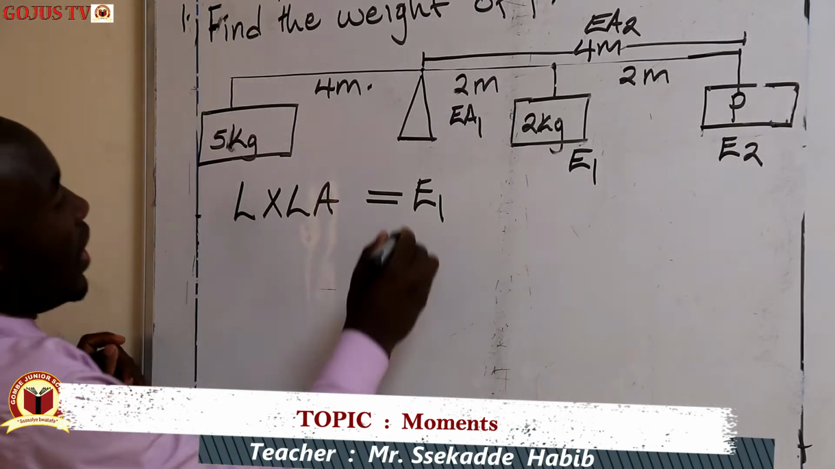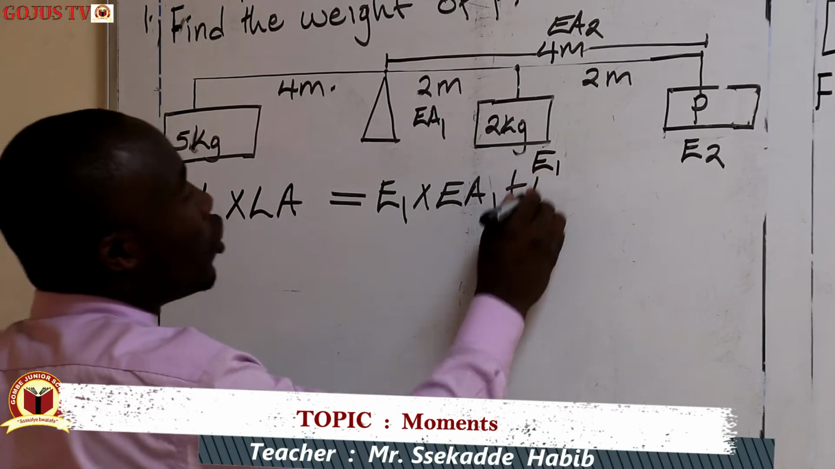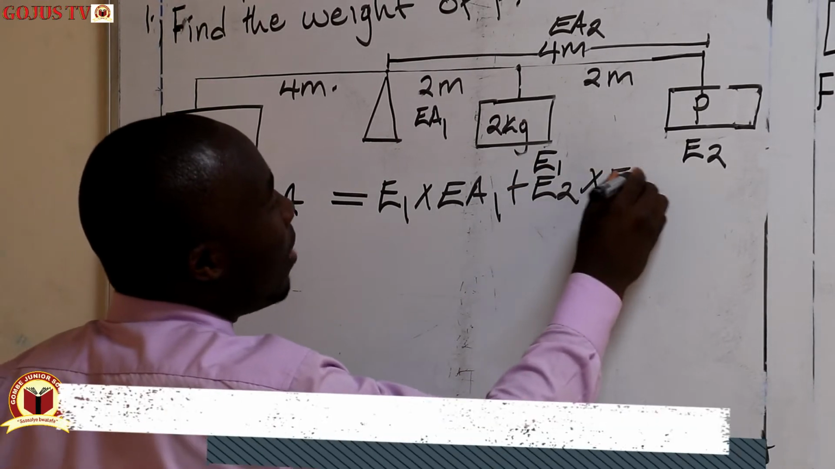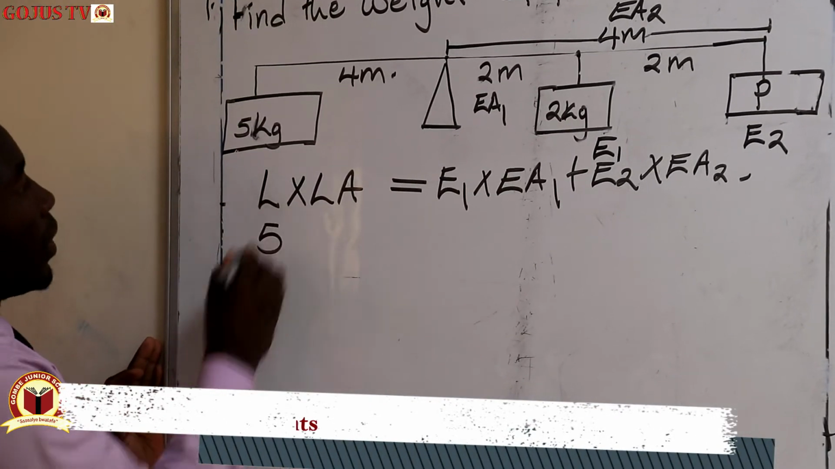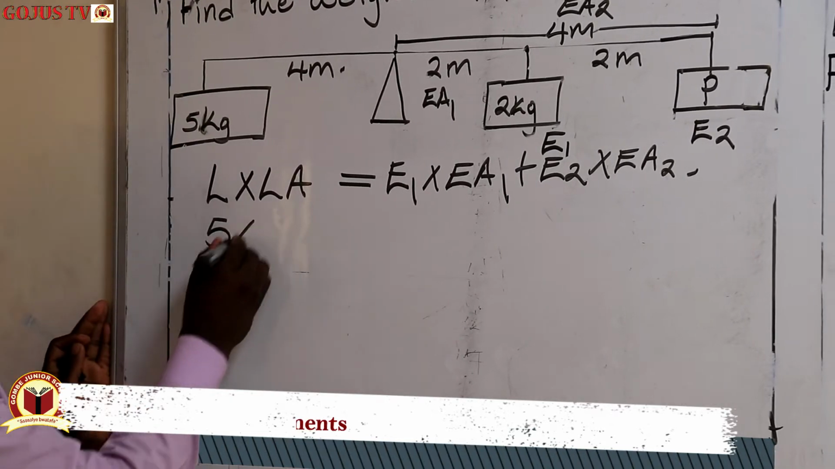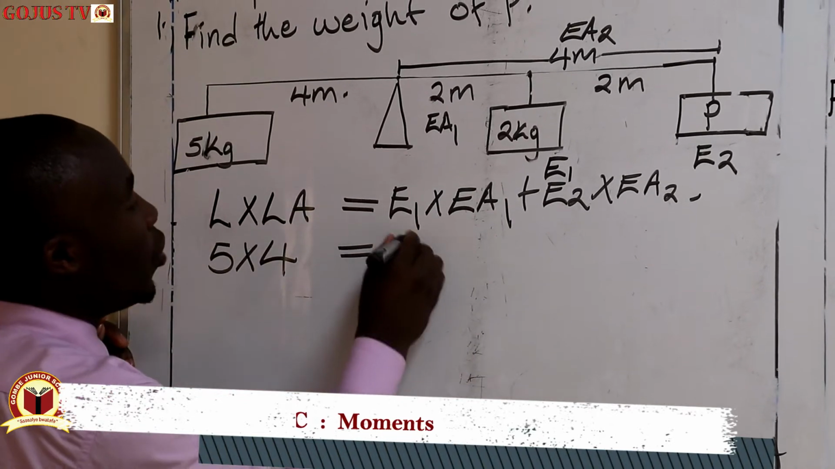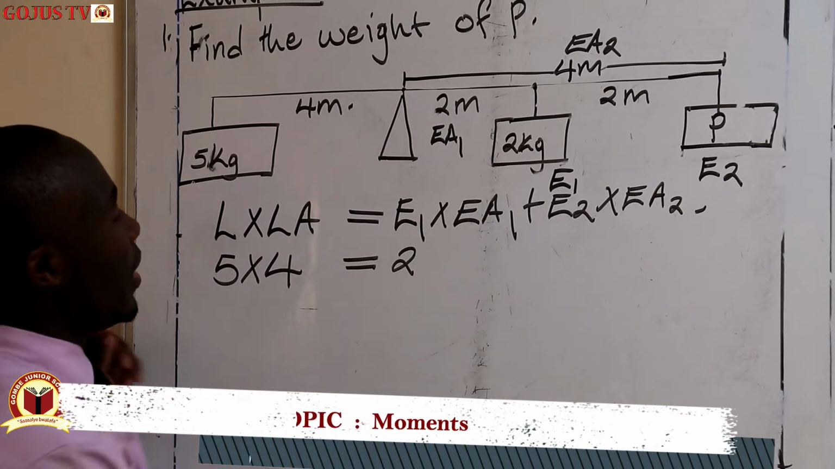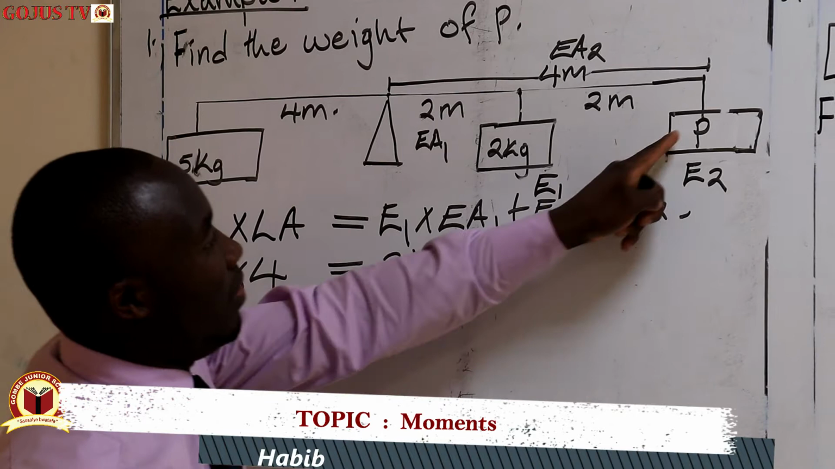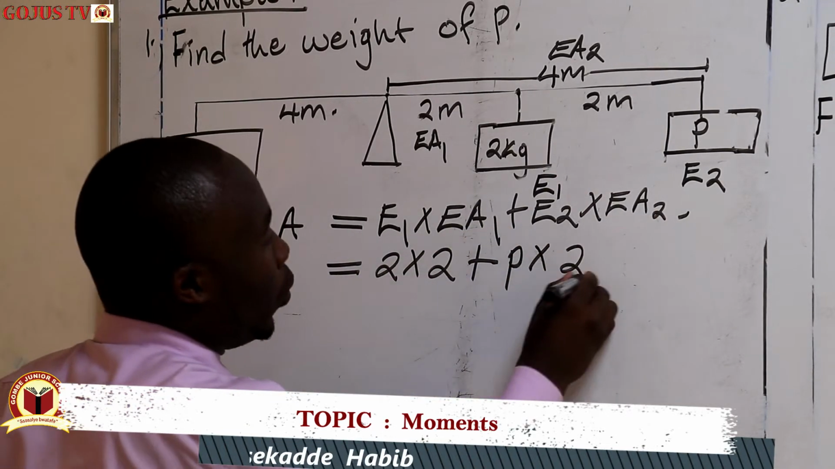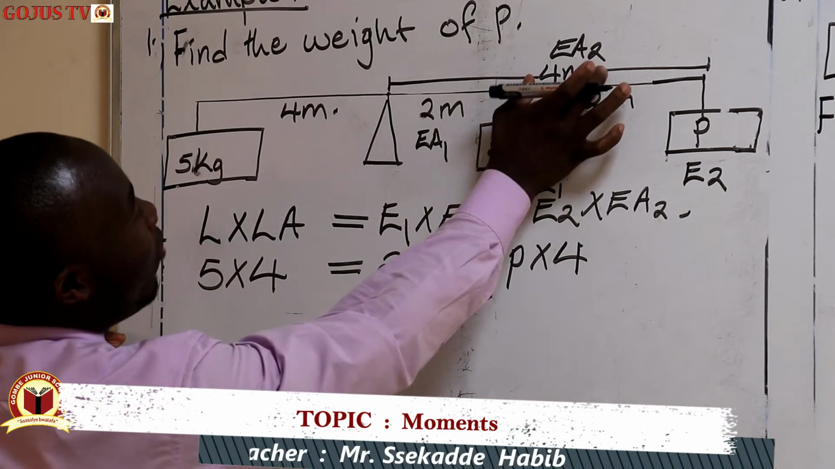So we shall continue and say effort 1 times effort arm 1, then plus effort 2 times effort arm 2. So this will give us 5. We may neglect the units and we say times 4, it will give us effort 1, which is 2 kilograms right here, times effort arm 1, which is 2 meters, then plus P times 4, because we are supposed to sum up all of them, and we have 4 here.